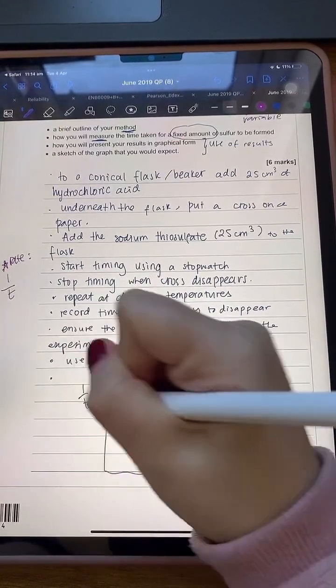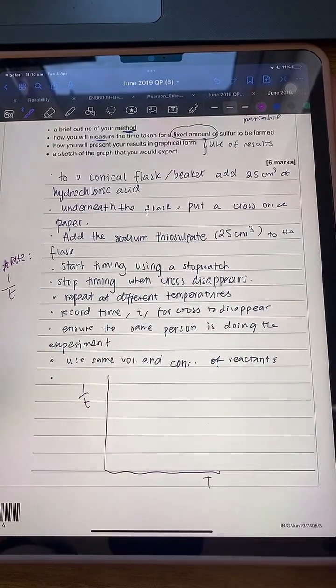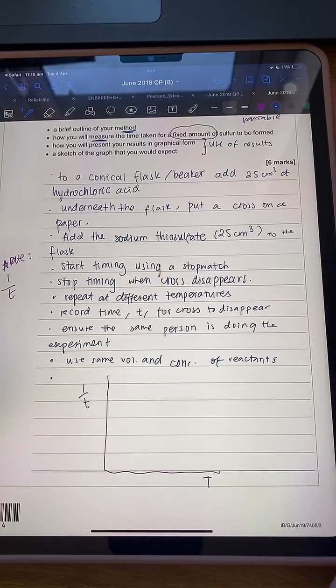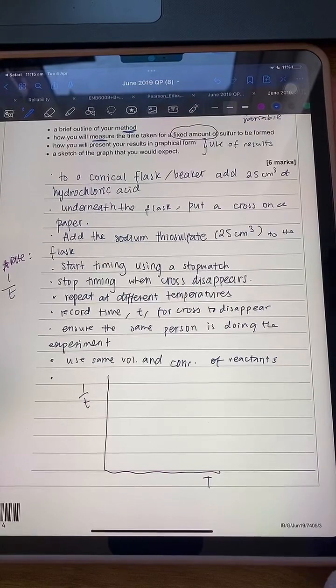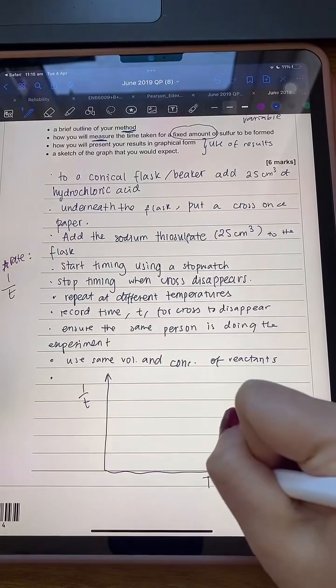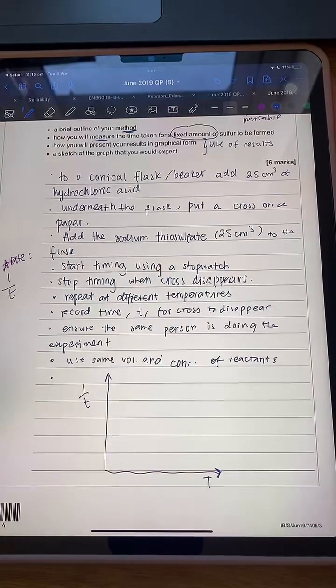What do you guys think? Will it increase the rate of reaction or will it decrease? If we increase the temperature, do we increase the rate of reaction? That's right. If you increase the temperature, you will increase the rate of reaction.